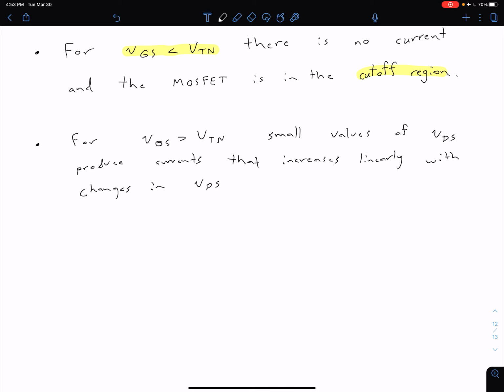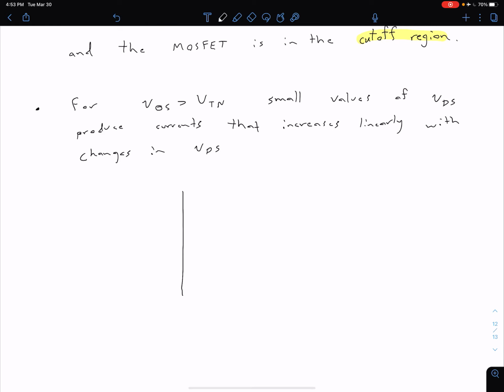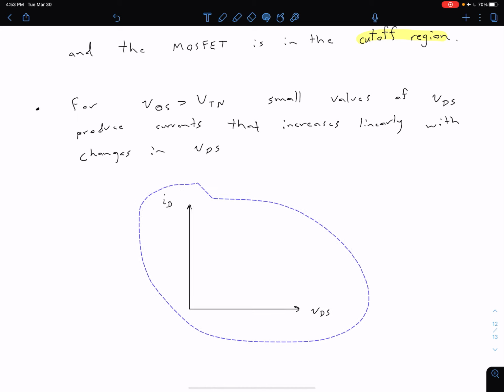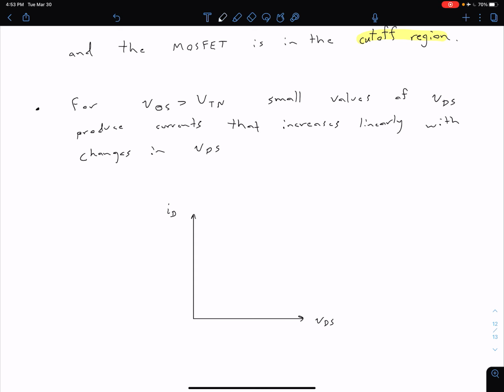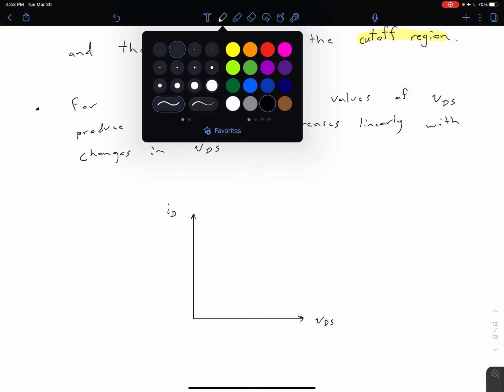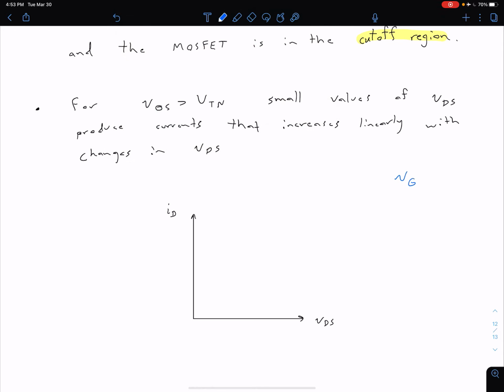And so let's take a look at that graphically. So let's say we have our ID over here, and we're plotting that versus our VDS. So we have VDS and ID. And so what we're saying is if we have some gate voltage, let's say VGS1, and I keep saying gate voltage, so it's inherently referred to the source, which is greater than our threshold voltage, VTN, what we're going to have for small values of VDS is some linear curve that looks like this.